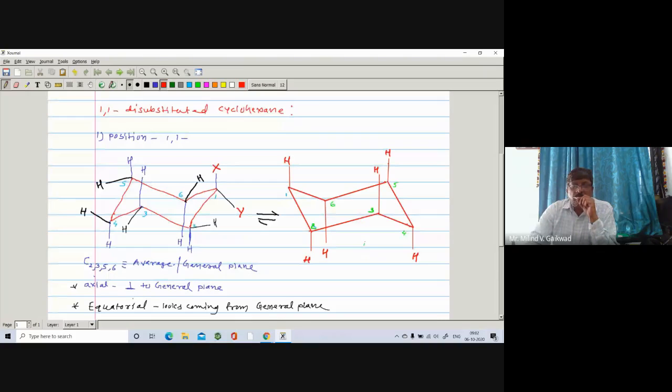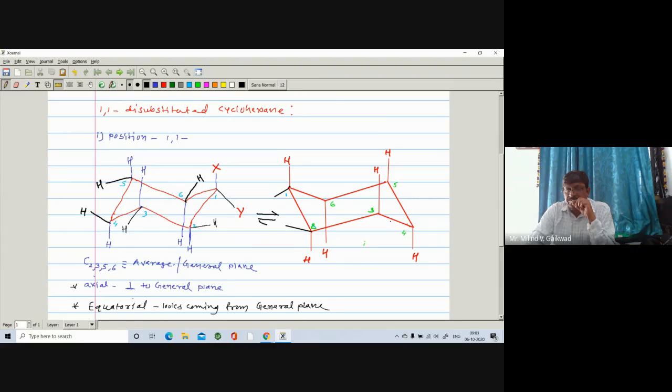Now we draw the equatorial bonds. Carbon number 1 is coming out from the general plane or the average plane. On carbon number 1, the bond should be parallel to the bonds 5 and 6. You have to write down a parallel line to 5 and 6, right? So here is the 5 and 6. Carbon number 2 should be parallel to 1 6 or 3 4, right? Look here, this bond and this bond, they are parallel, right?